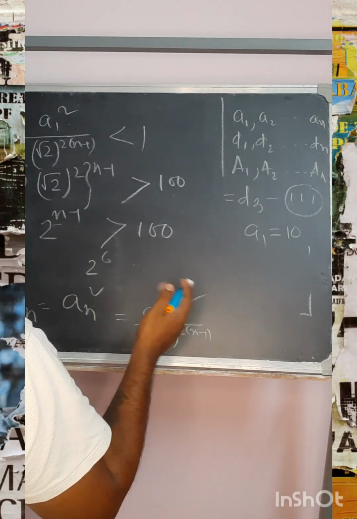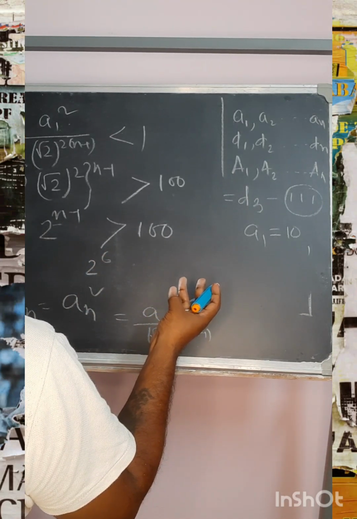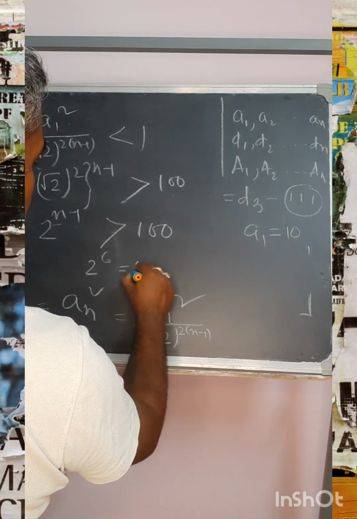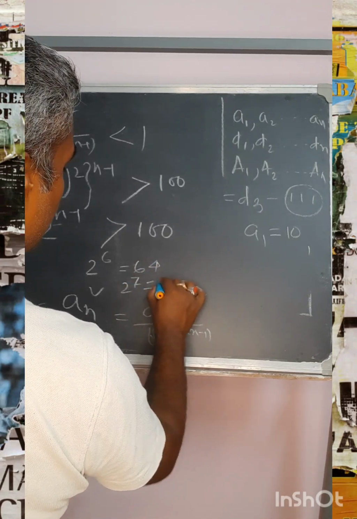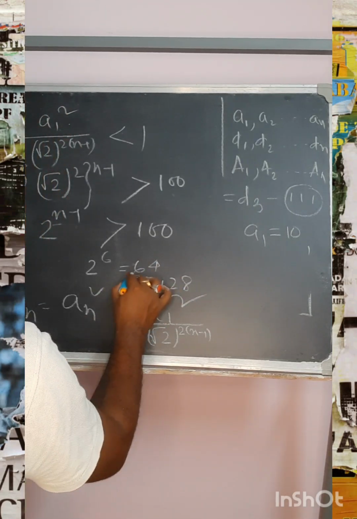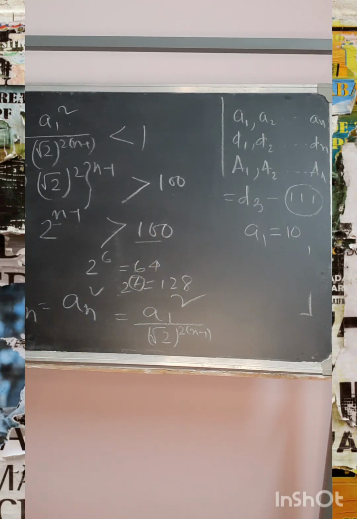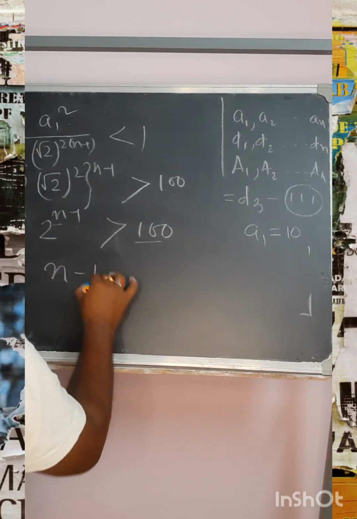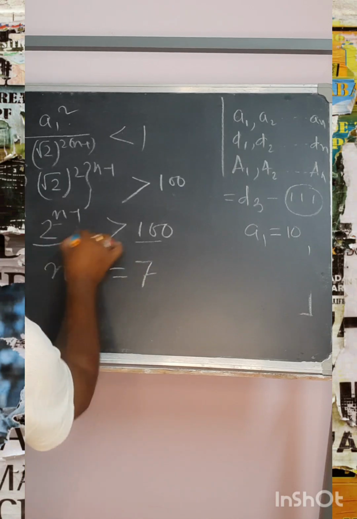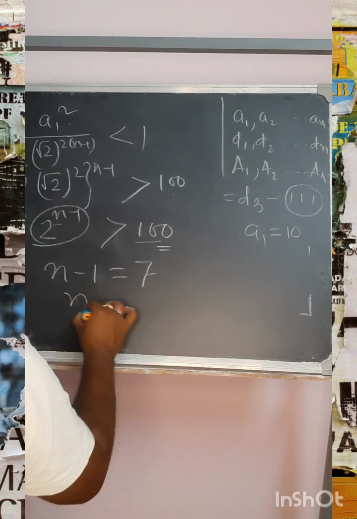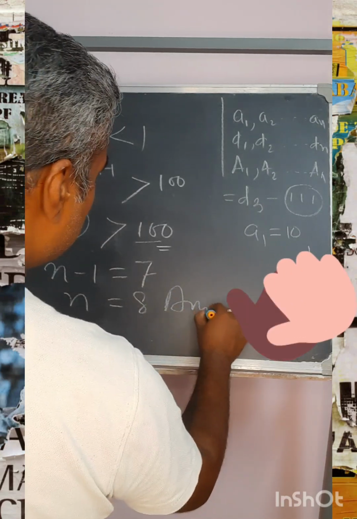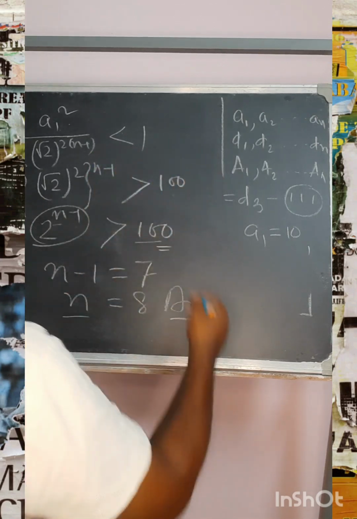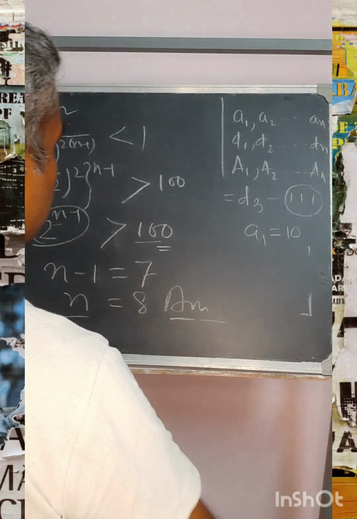2 to the power 6 is how much? 2, 4, 8, 16, 32, 64. So this is equal to 64. Now 2 to the power 7 is 128, so this is the minimum for which it crosses 100. So the minimum value of n minus 1 has to be 7, which means n is equal to 8. So this will be your answer, the minimum value of n for which this condition holds. Here is your solution.